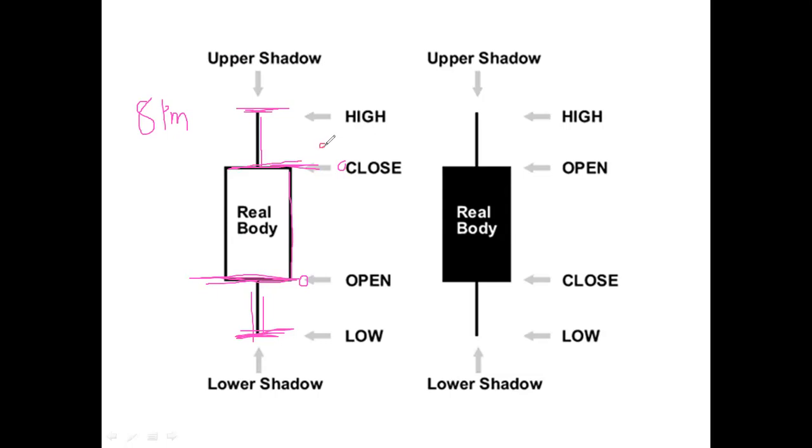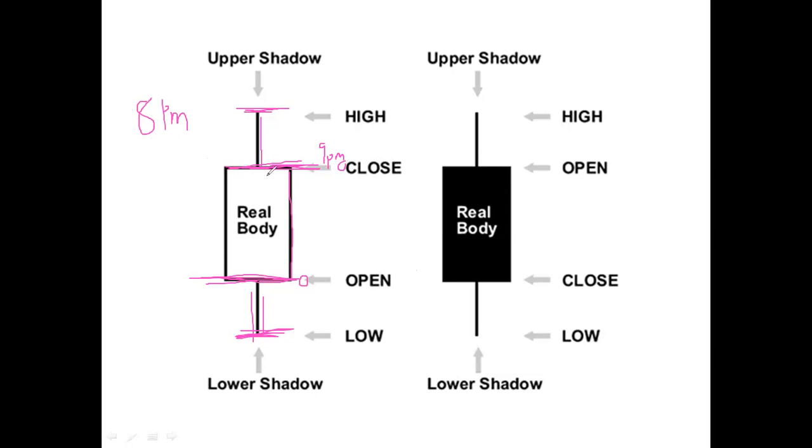Immediately, it is 9 p.m. This candle closed here, and then exactly at 9, a new candle started forming. So the next candle will start forming between 9 and 10, and that one will also close. The next candle will begin to form between 10 and 11, and then that one will also close. The next one will begin to form between 11 and 12 in that order. That is if it is 1 hour, 1 hour, 1 hour.